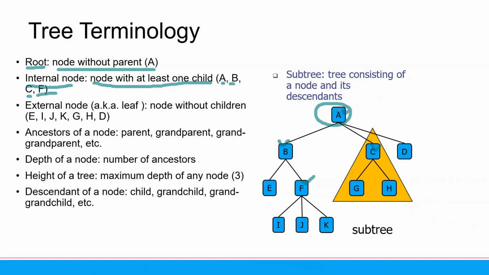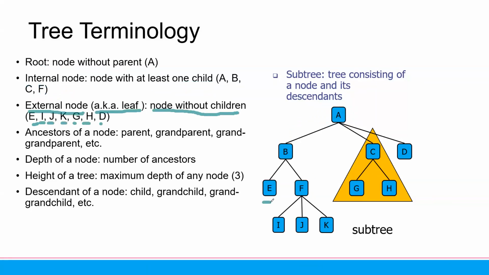The meaning of child is the next node after this node. We have the external node, also known as a leaf. It means a node without children. So we have E, I, J, K, G, H, T. Those are the external nodes, or in many literatures they call them leaves.